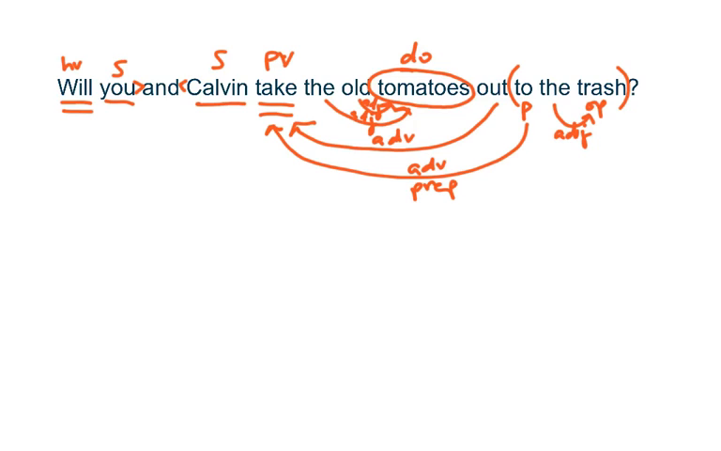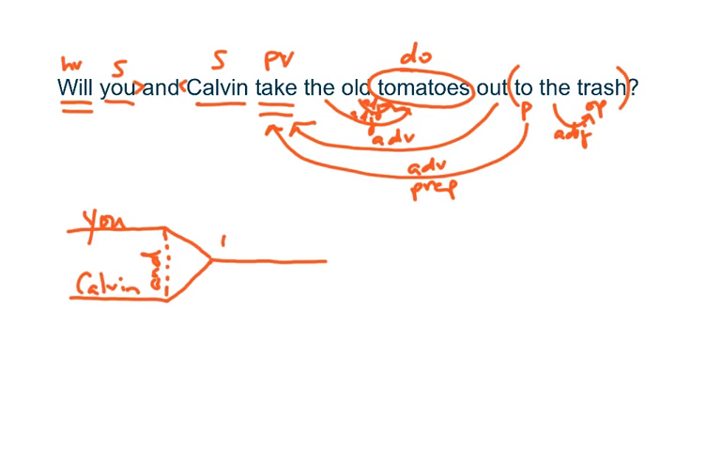All right, we have a compound subject, so make sure that we make a nice compound line. Compound rocket, as they call it. We'll put and on there. You, Calvin, line to separate predicate and our subject. Will, capital, right? Will take. Direct object line, because we have a direct object. Tomatoes.